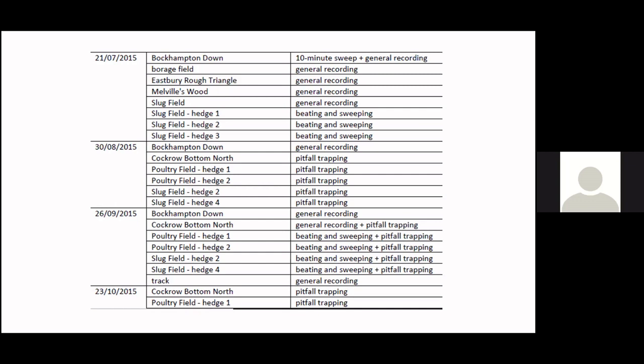So just reading down that list, all those site compartments are in the middle table, obviously the dates on the left, and 10 minutes of sweeping and general recording were done at one part of the site. General recording was done in various other places. Beating and sweeping was done along the hedge. General recording at another part of the site. Pitfall traps were put in at a number of other places. Beating and sweeping and pitfall trapping.